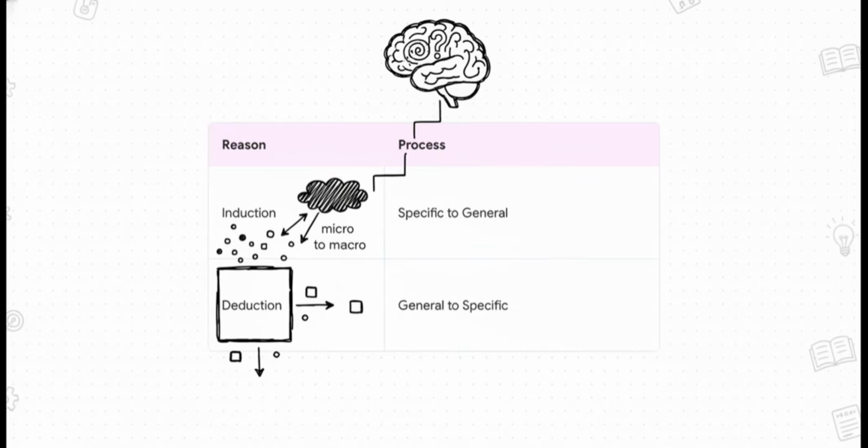On one side, we have induction, taking many specific examples to form a broad general rule, basically moving from micro to macro. On the other side is deduction, taking a general, established rule and applying it down to solve a specific case, moving from macro to micro.